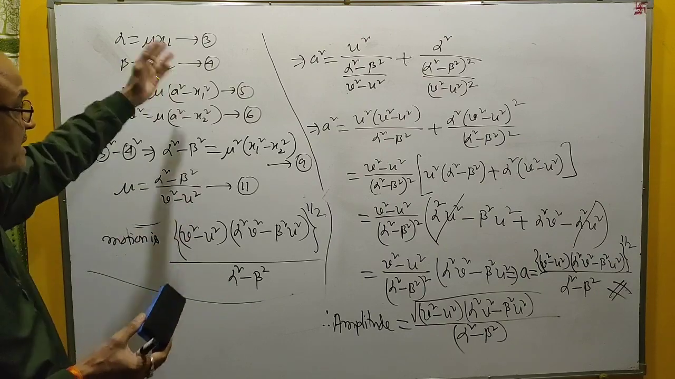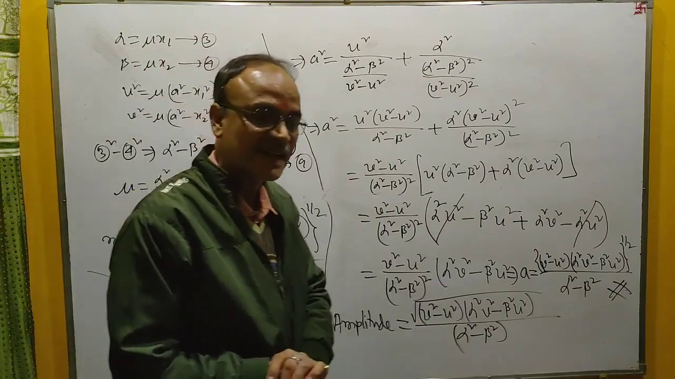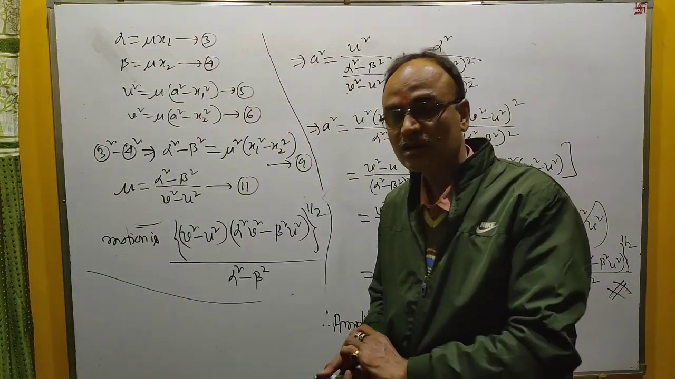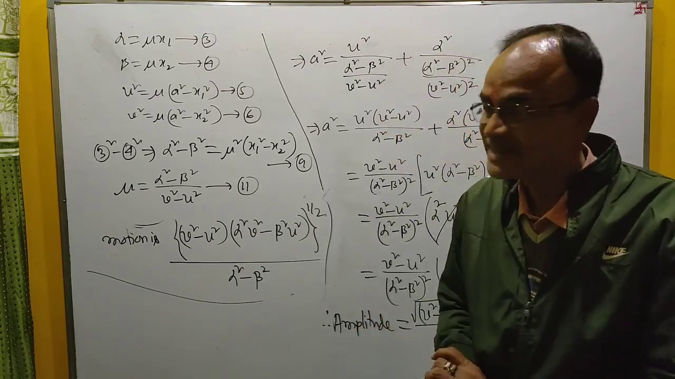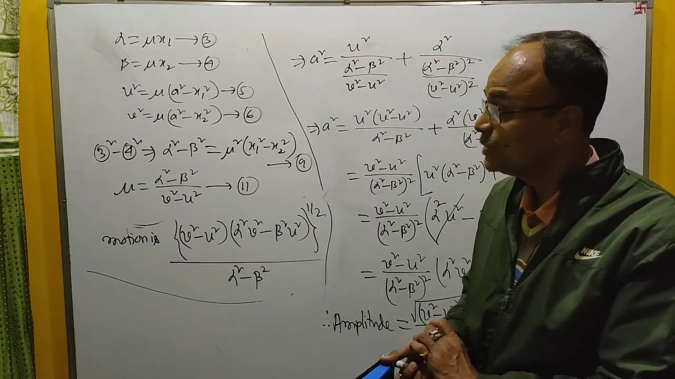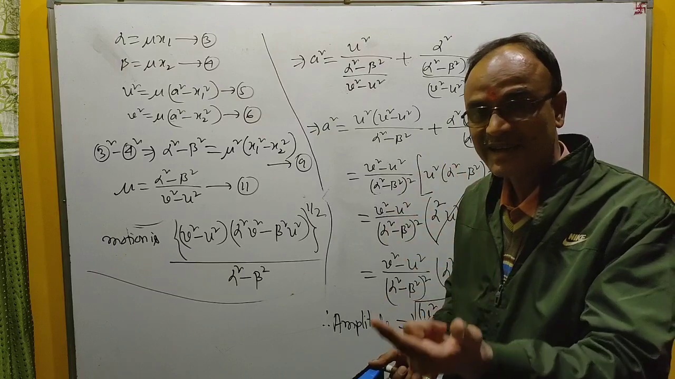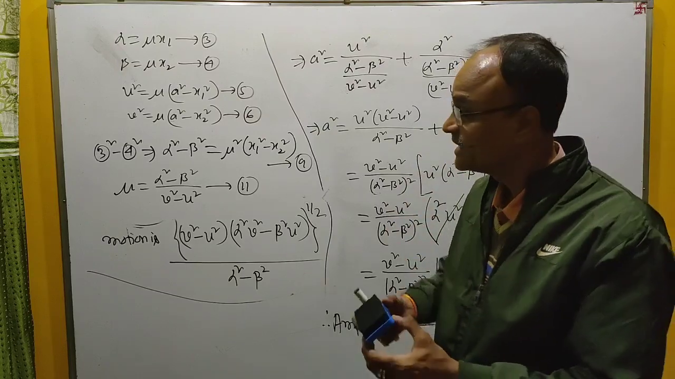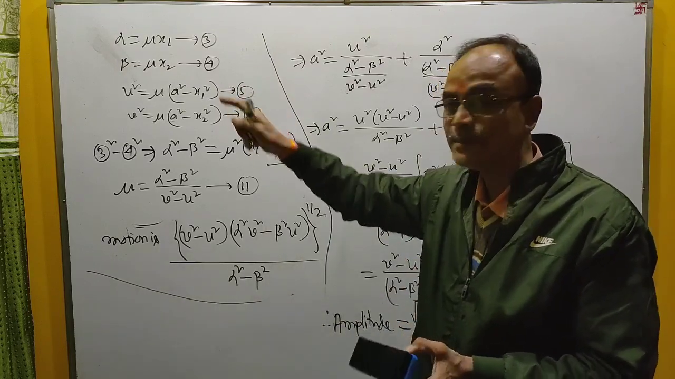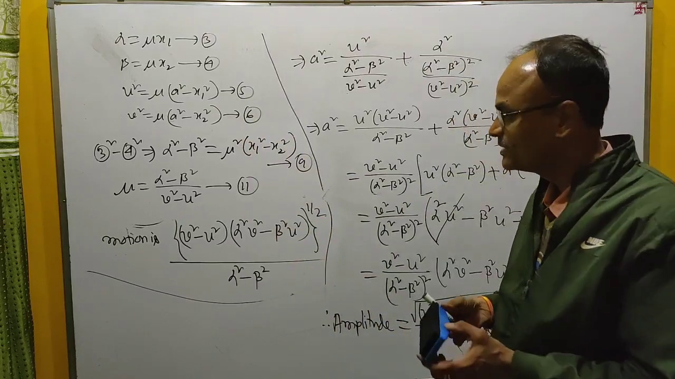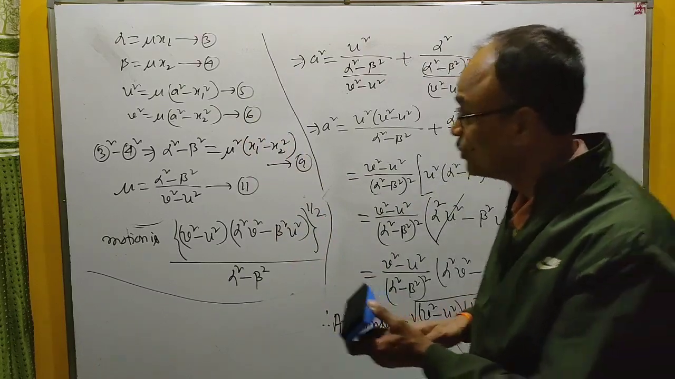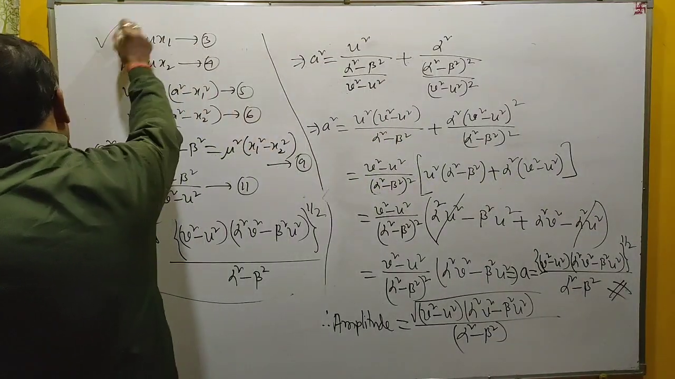Now you see, using 3, 4, 5 and 6, you should express A in terms of alpha, beta, u and v. At the same time, you should eliminate x1, x2 and mu. Now, we have applied these 3 and 5.